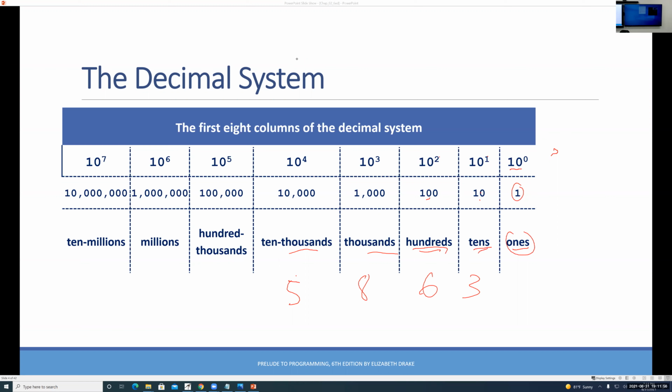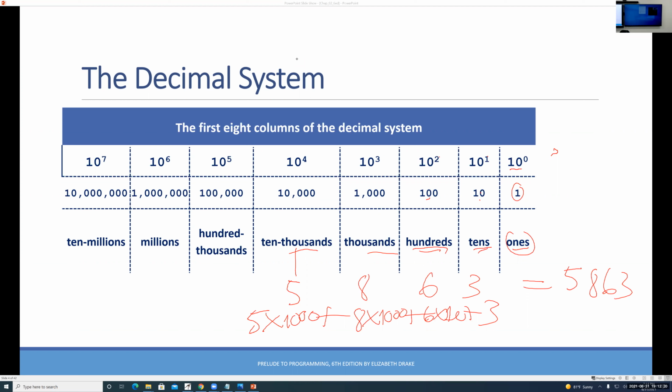So what is the 5? Actually, you have 5 times 1,000 here. Right? 8 here, you have 8 times 100. And for 6, you have 6 times 10. And for 3, you have 3 here. So when you add them up together, you have 5,863 here. That is the decimal system.